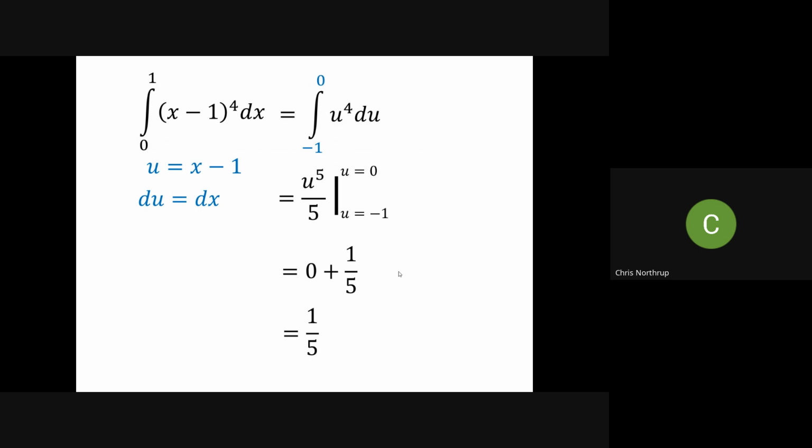Now, another option you can do is just evaluate the indefinite integral, x minus 1 to the 4 dx. You get the indefinite integral without the plus c, and then evaluate at 1, evaluate at 0, and subtract. Or if you just want to avoid the back substitution, you can just change the limits of integration to match my new function. That's actually it for this video.